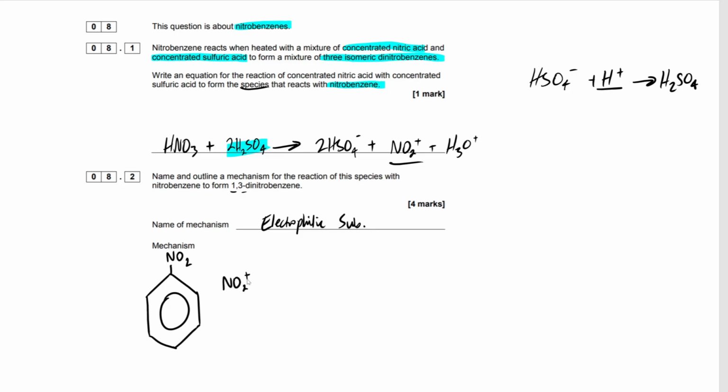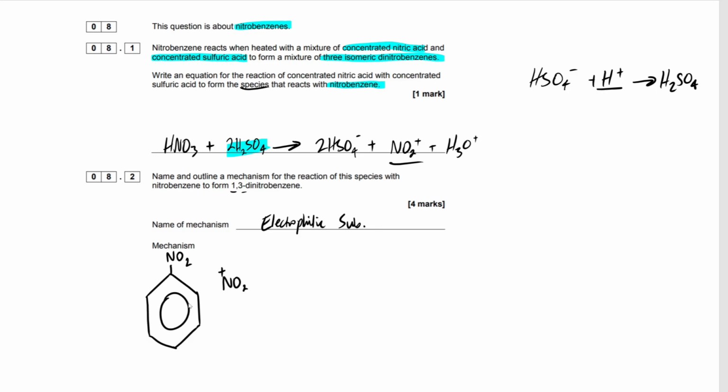For NO2 plus, I'm actually going to switch this up because AQA can be a nightmare sometimes. The plus has to be on the nitrogen. That's essentially what's happening here. Now, I'm going to change my color up to a nice blue. What happens is we have this ring right here, this fat ring. This is our region of electron density, our delocalized electron ring.